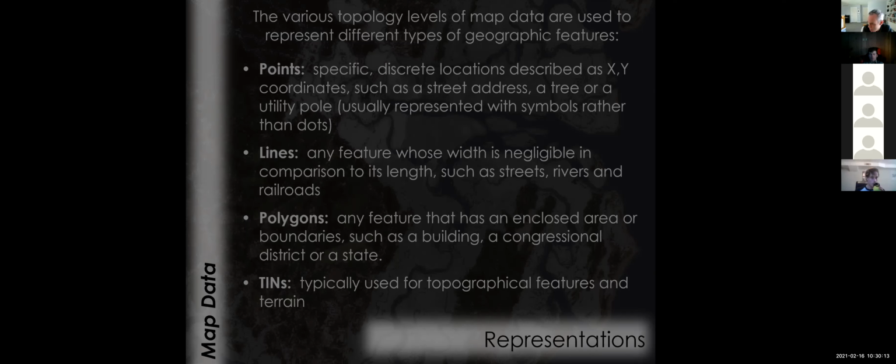Polygons are used to represent any feature that has an enclosed area or boundary, such as a building, a congressional district, or a state boundary. And then TINs are typically used for topographical features and terrain.